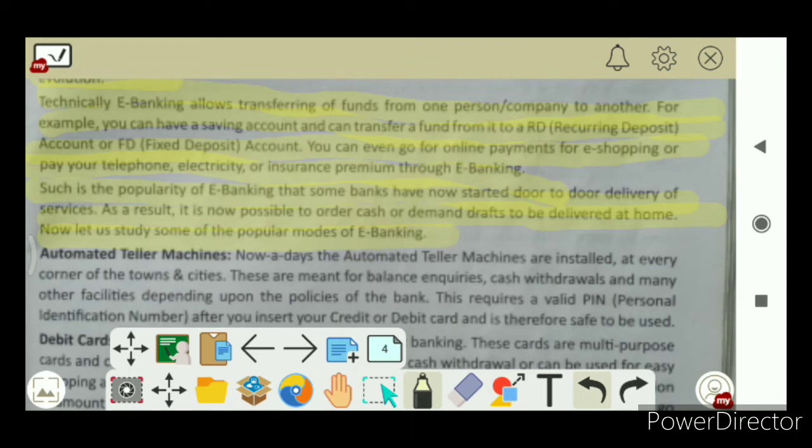Some banks have started different types of facilities, so that even for cash and for a demand draft, you do not have to go to the bank. Even by ordering from home, you can get your money and even a demand draft at your home. So there are many facilities provided by banks for e-banking, because this is also very helpful for the banks. Here there are a few services we can study.